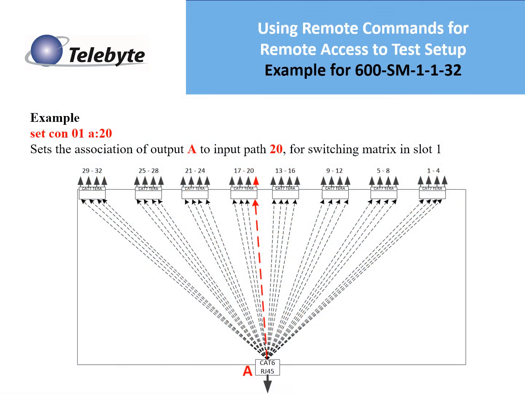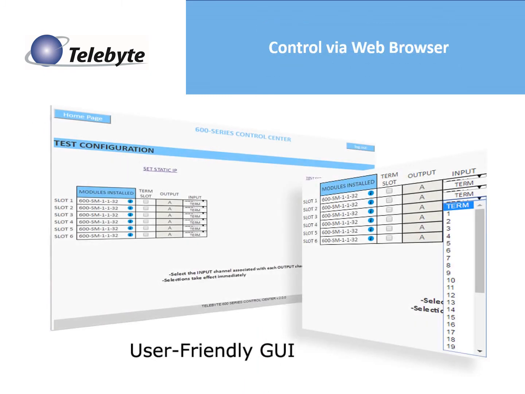Here's an example of remote commands used with the 600 SM 1x1x32 module. Output A on the bottom in red is associated with any one of the 32 inputs. In this example, that is input 20. The command is also shown in red. The Telebyte devices can also be controlled via a web browser.